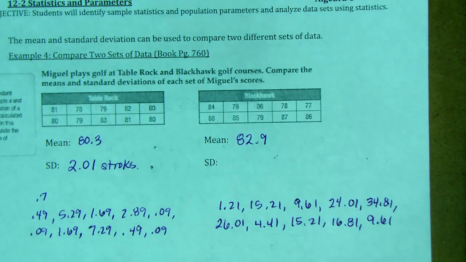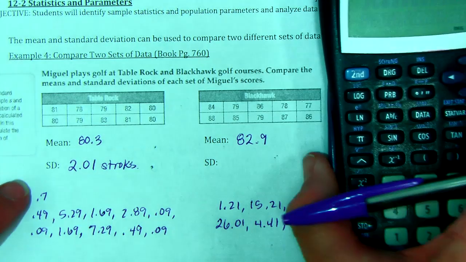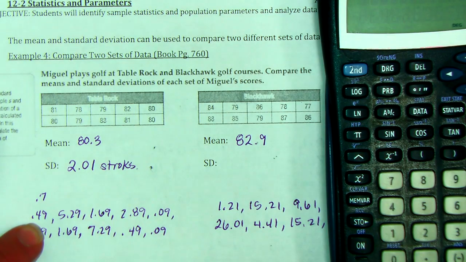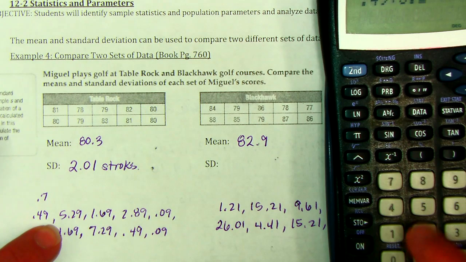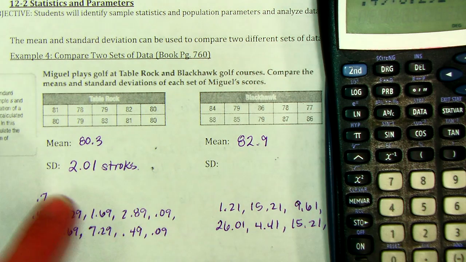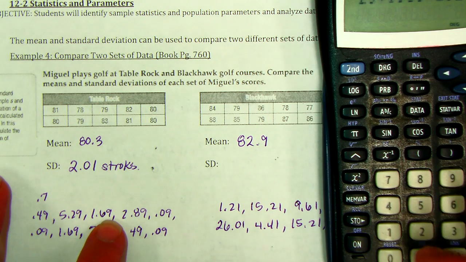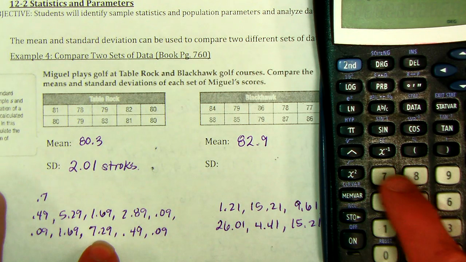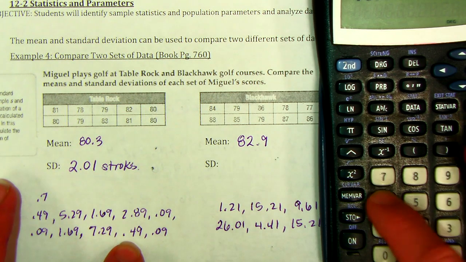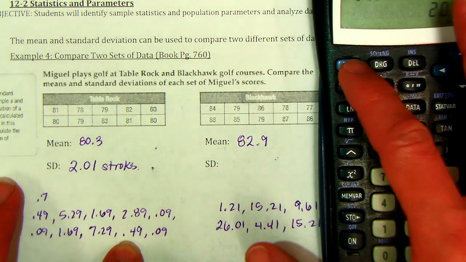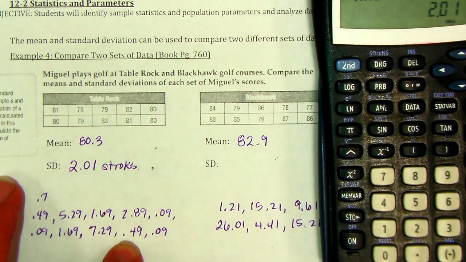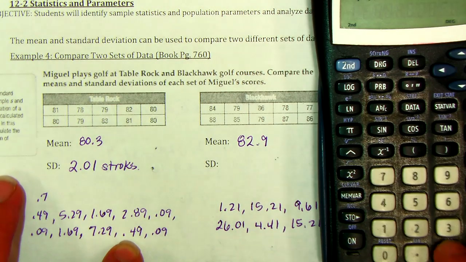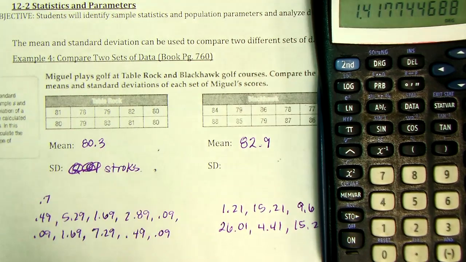Oh, biscuits. I don't think I took the square root of this one. Did I? Oh, man. No, I didn't. 0.49 plus 5.29 plus 1.69 plus 2.89 plus 0.09 plus 0.09 plus 1.69 plus 7.29 plus 0.49 plus 0.09. I did not divide by 10. I forgot to do that. I apologize, so this is not right. It's even smaller than that. It is 1.42 strokes. So very good, even closer.